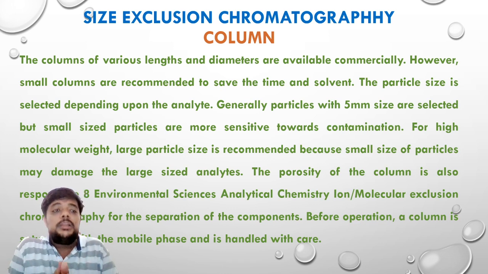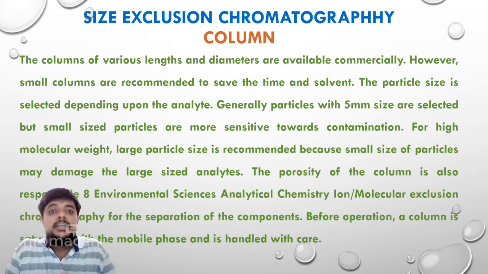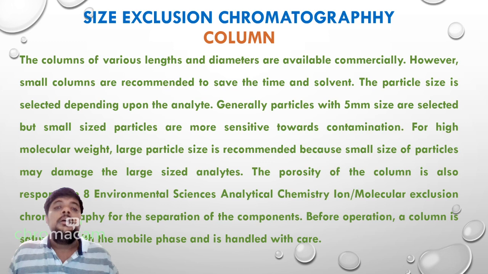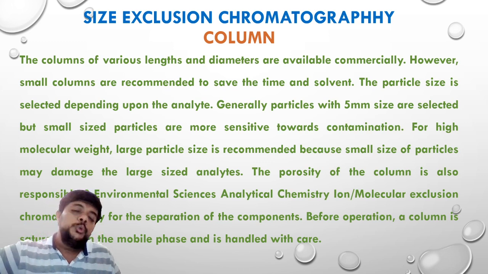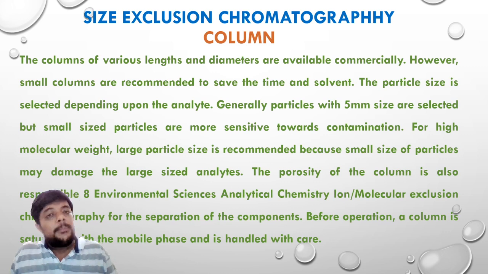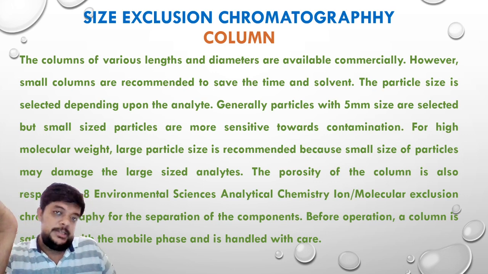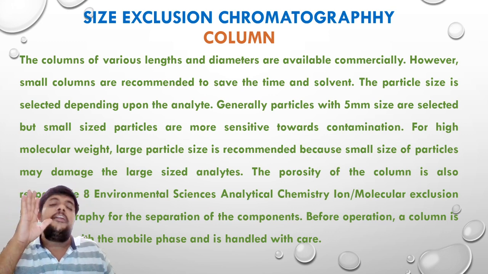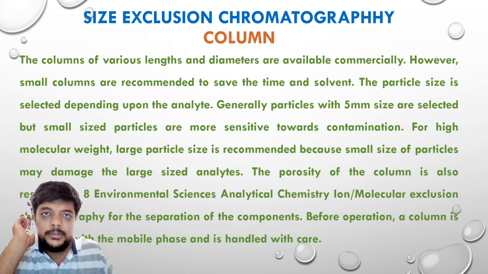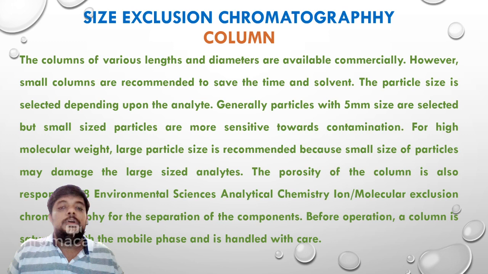Why? Because the smaller the column, the smaller the radii. The smaller the radii, the lesser the volume. The lesser the volume, the use of mobile phase will be less. The particle size is selected depending upon the analyte. If you are interested in separating two components of very similar properties, particle size has to be smaller, which will increase the number of theoretical plates. But if the two components to be separated are fairly different in their properties, you need to take a little larger particle size, resulting in a decrease in the number of theoretical plates.